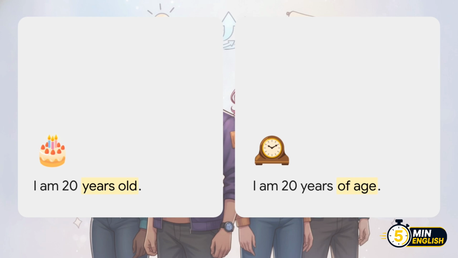The real magic here is simply swapping the word old for the phrase of age. It's such a tiny tweak, but it effortlessly transforms a basic biological fact into a much more formal professional declaration. Especially in a professional setting, saying of age just sounds mature, grounded, and incredibly well spoken.